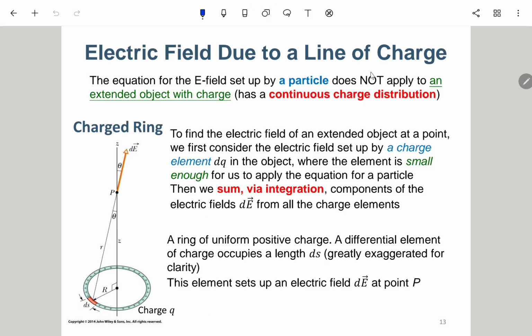So here we try to consider the E field due to a line of charge. 这是一个圈的电荷。So here the different thing is that the equation for the E field set up by a particle does not apply to an extended object with charge. So it means it has a continuous charge distribution.